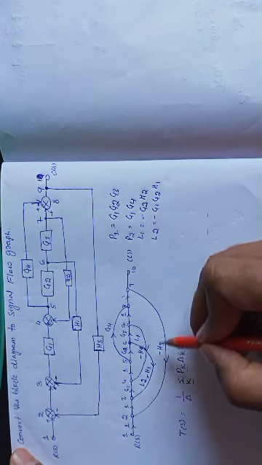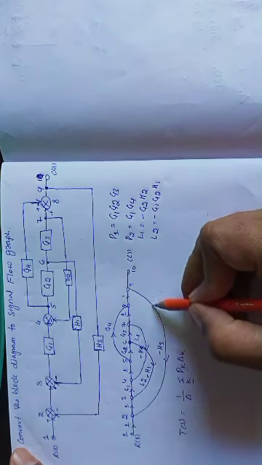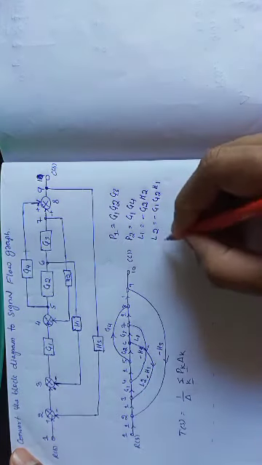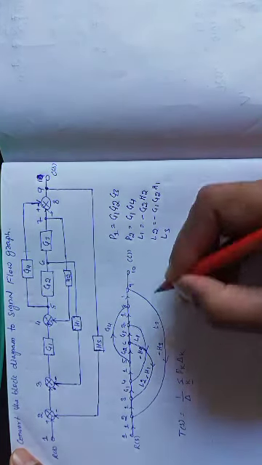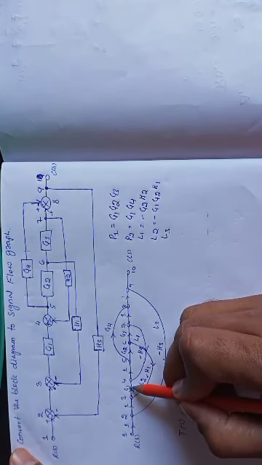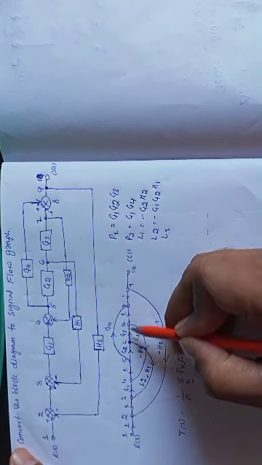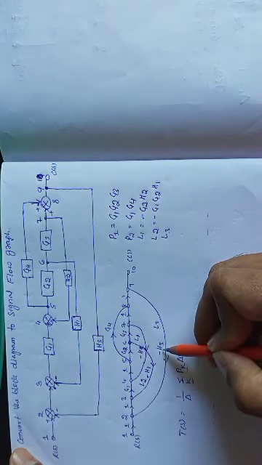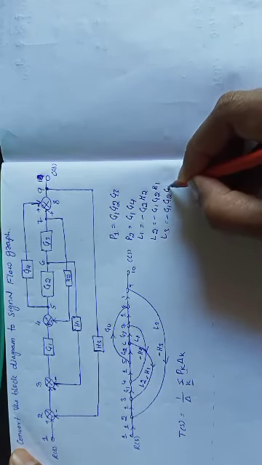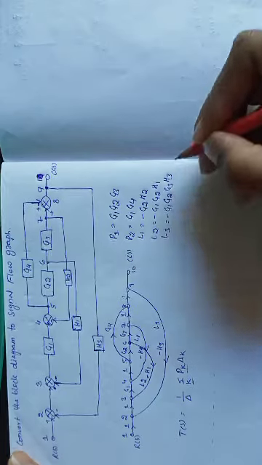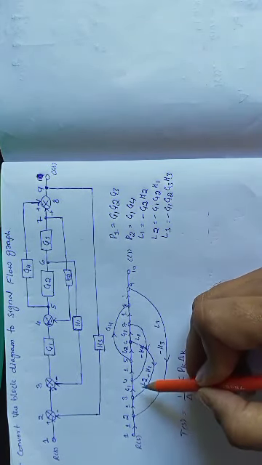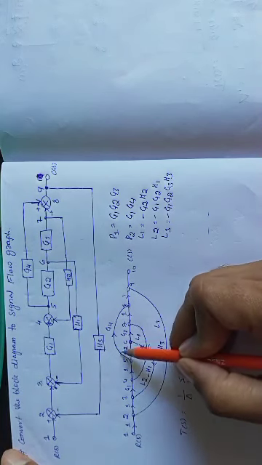Now the third loop is this one, the entire this is my third loop. Its gain is, this is L3, G1, G2, G3, and this is minus H3. It means minus G1, G2, G3, and H3. Next loop is this one. See here, one more loop.